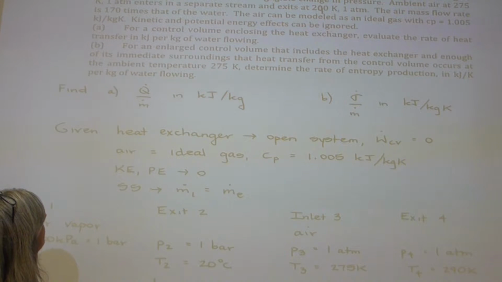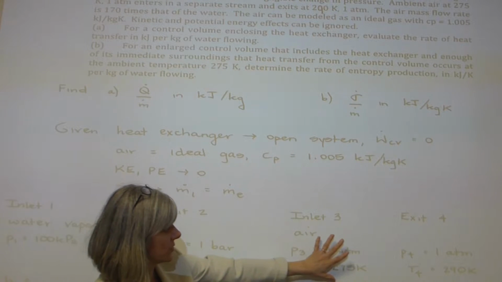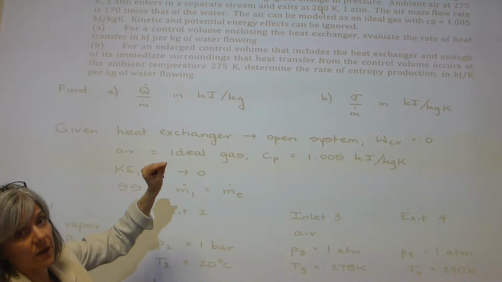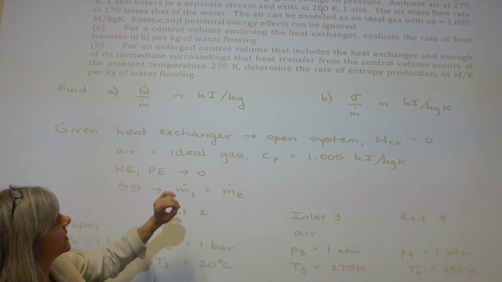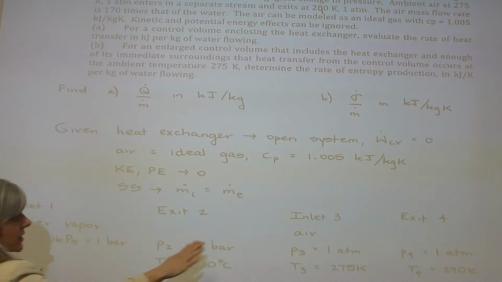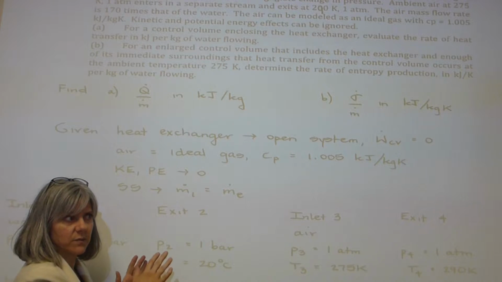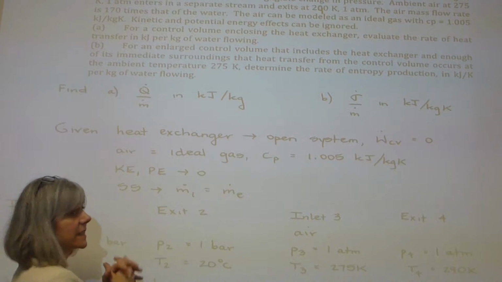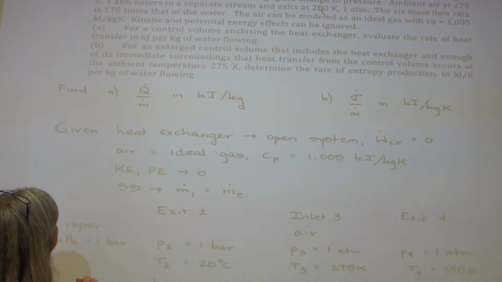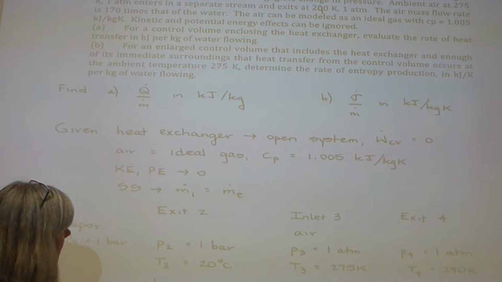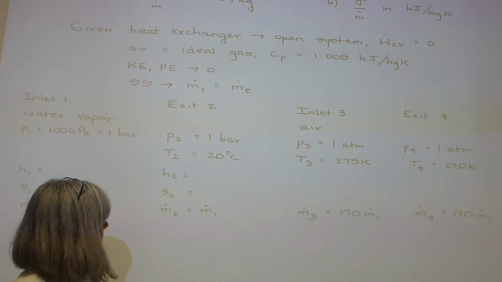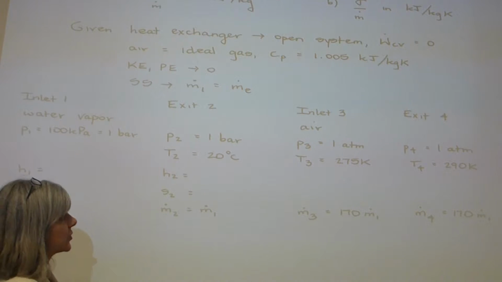Ambient air at 275 K and 1 atmosphere enters in a separate stream, and exits at 290. It says 200 in the file on Blackboard. It should say 290. It exits at 290 and 1 atmosphere. And so here we have water vapor, here we have air. I've not written anything here because I don't want to assume I know what state that's in just yet. So we have air mass flow rate is 170 times, where did I write that? Oh, down here. So I left a little space to find enthalpy and entropy.